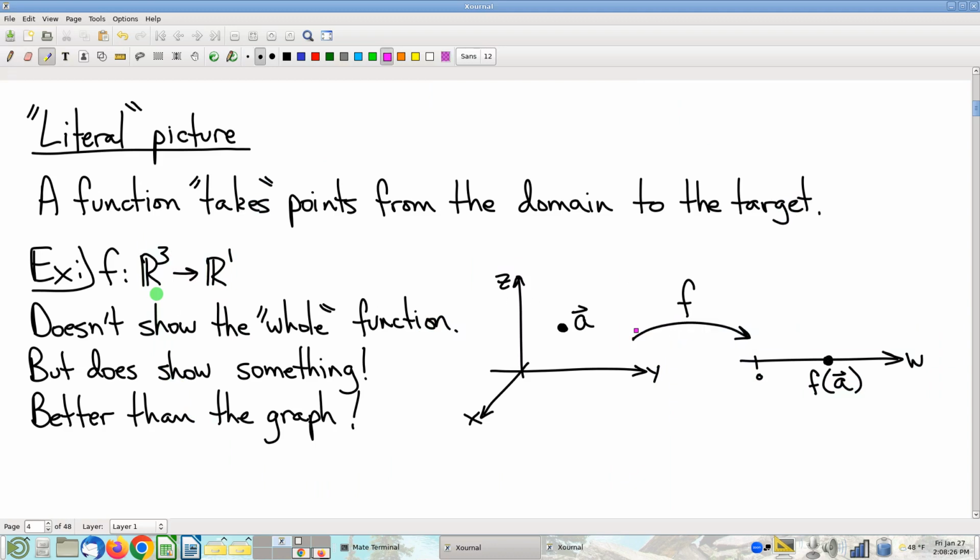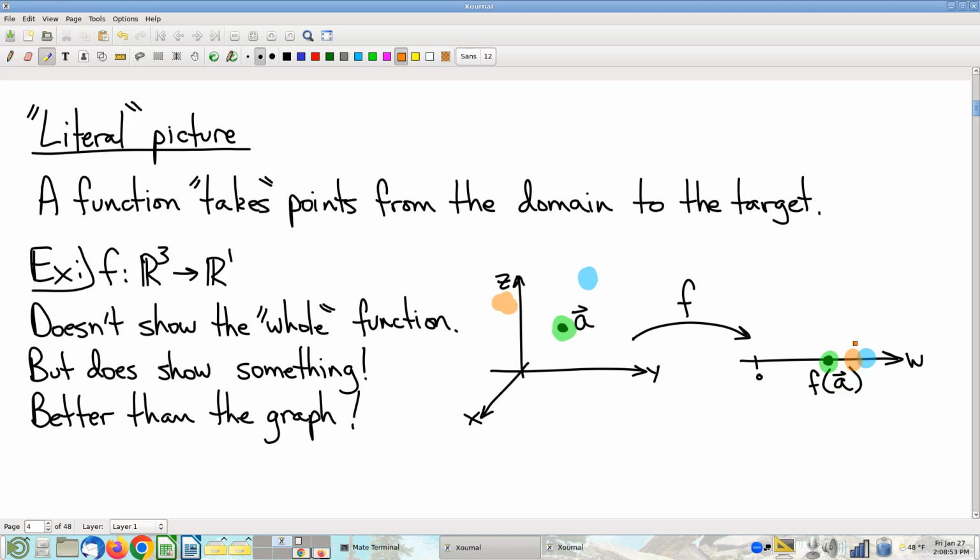I mean, I could talk about, for example, this input point maybe goes to that output point, and maybe I could do a couple others. Maybe this input point goes to that output point, and I don't know, maybe this input point here goes to that output point. Right? But it doesn't really give me a tremendous amount of information. And yet, it is a picture.